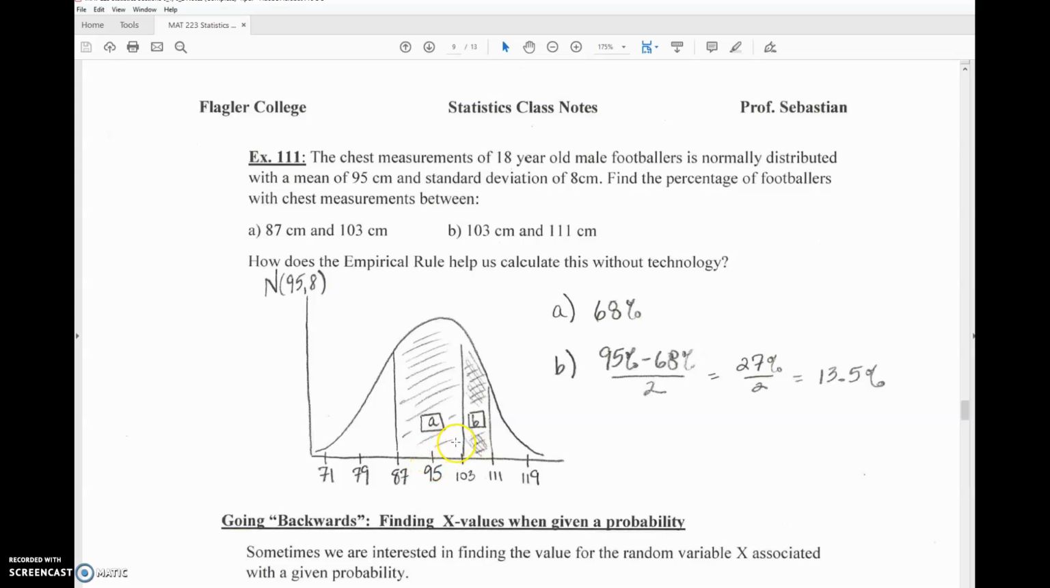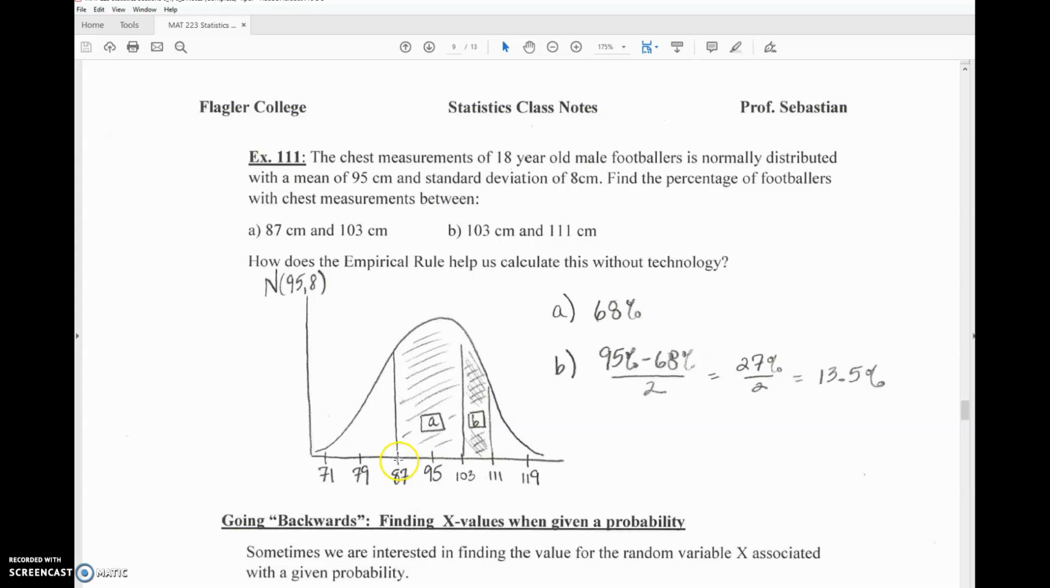So with a standard deviation of 8, if I go 1, 2, 3 tick marks to the right, I've covered almost all of it to the right, and each one of those is 8 from the middle. So 95 plus 8 is 103, plus another 8 is 111, plus another 8 is 119. Then if I go 1, 2, 3 standard deviations to the left from the middle, that also covers almost all of it to the left. So 95 minus 8 is 87, minus another 8 is 79, minus another 8 is 71.